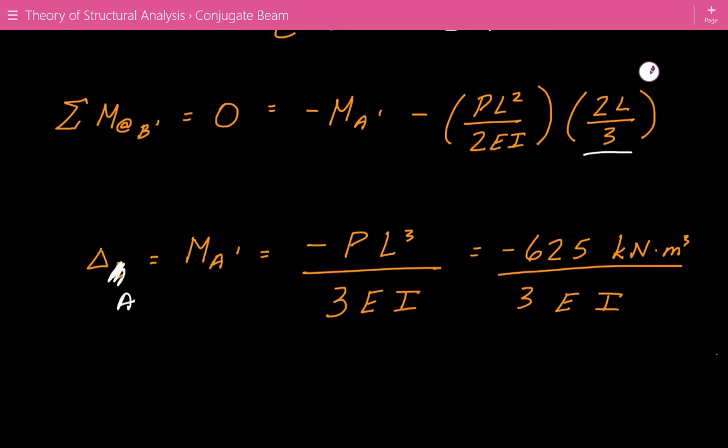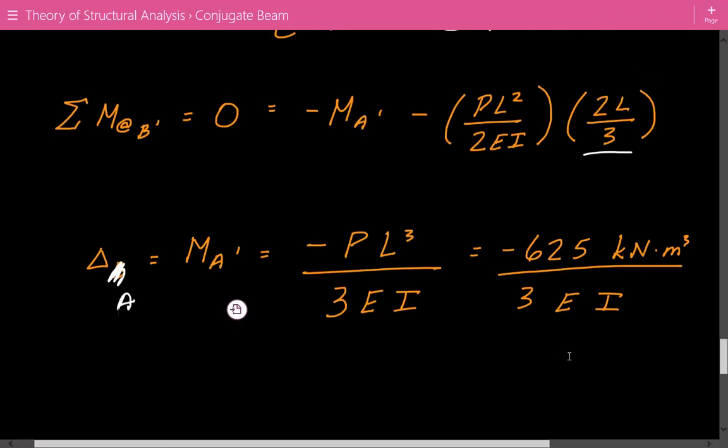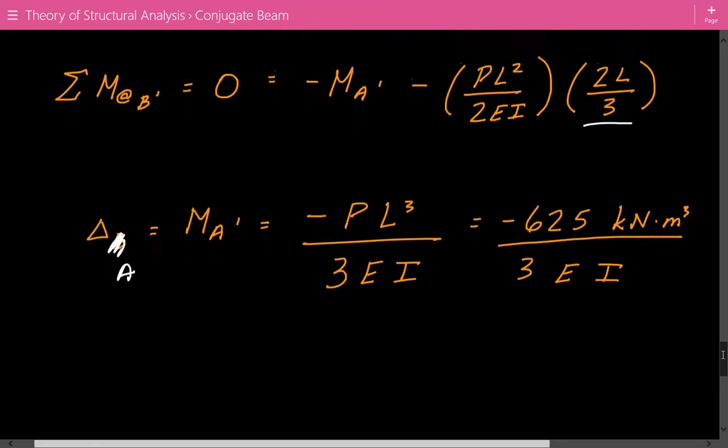The deflection at A, which is equal to the conjugate bending moment at A, is equal to negative PL cubed over 3EI. We just plug in the values for P and L, and that's negative 625 over 3EI. And this is the end of this example.